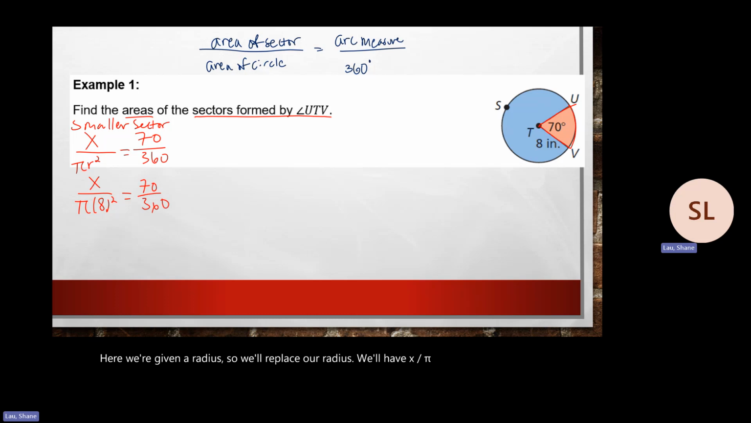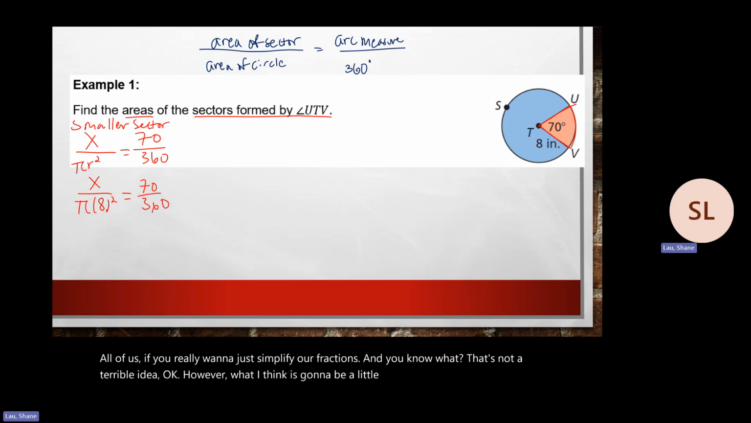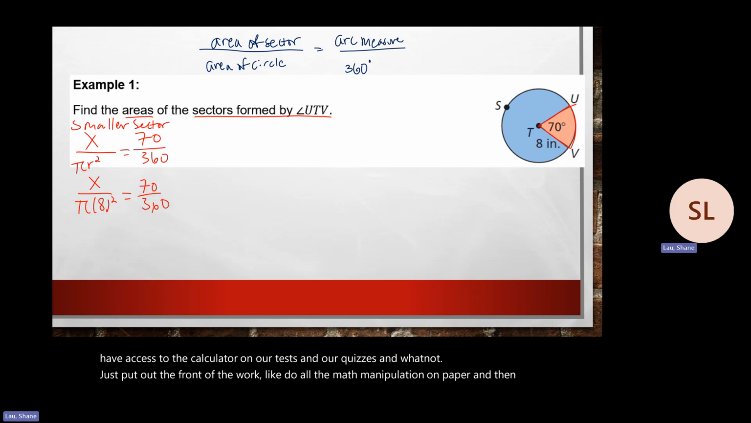Okay, and I know a lot of us immediately want to just simplify our fractions, and you know what? That's not a terrible idea. However, what I think is going to be a little bit easier for us to do, because we have access to the calculator on our tests and our quizzes and whatnot, just put out the front of the work, like do all the math manipulation on paper, and then just plug in your answer into your calculator.